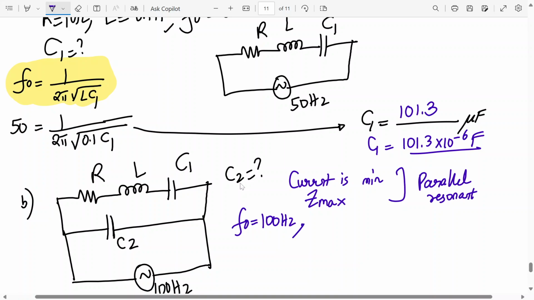Alright, we need to find the value of C2. So how to find the value of C2? We have to find the value of L first. Here, L is given to you, right? L is given to you. So what do we need to find now? Tell me how to figure this out. You have to find the equivalent impedance of this network.